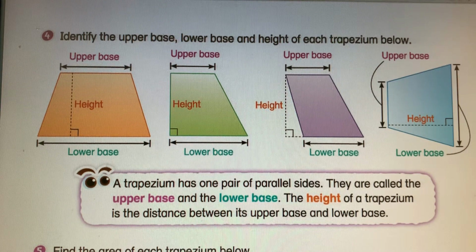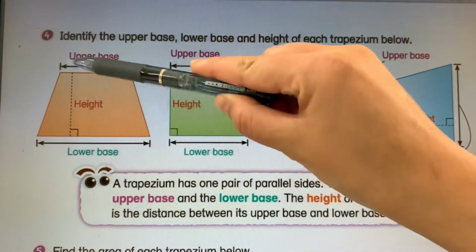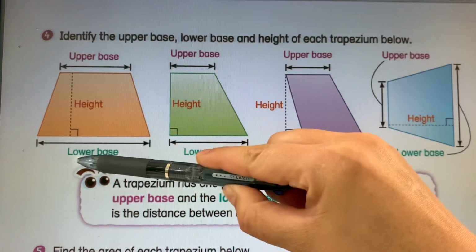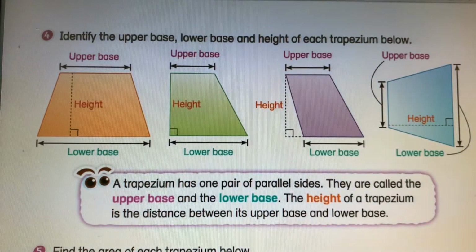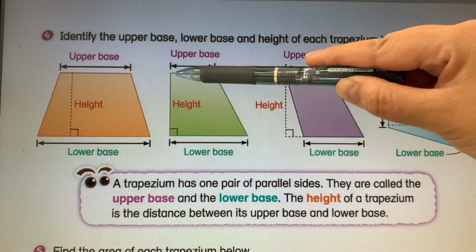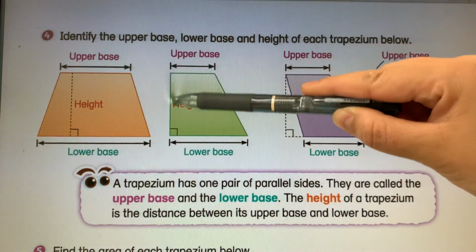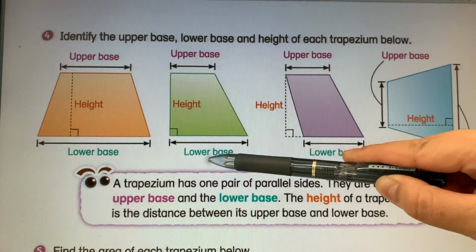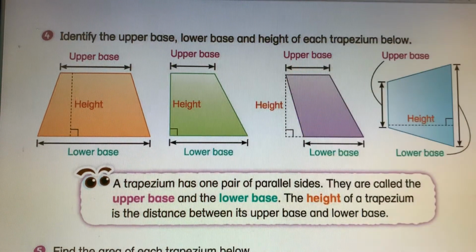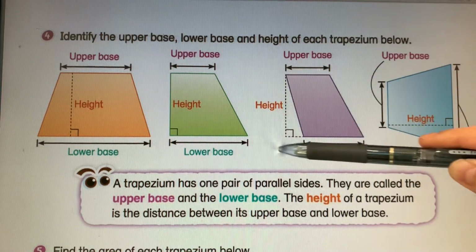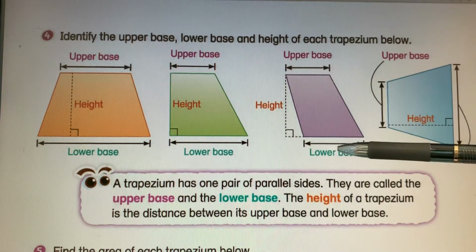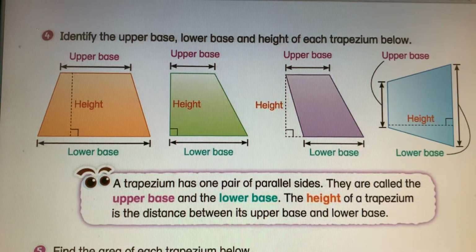While the height of the trapezium is the distance between them, which is also perpendicular to the base, not only to the lower base, but also the upper base. This is the distance between the upper base and lower base. This is a perpendicular line. The distance between the upper base and lower base, which is also perpendicular to those bases, this is the height.